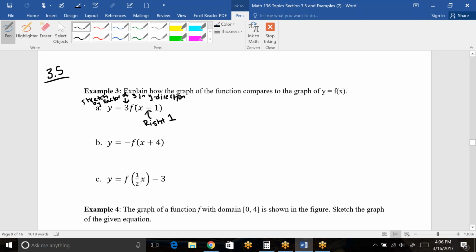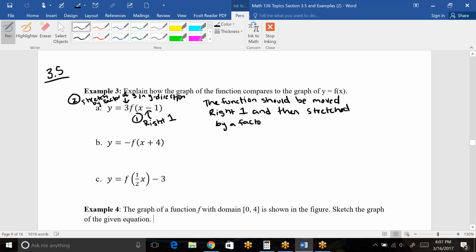Now, you always write the one that is closest to the original x as your first transformation. So to transform this, we would go, the function should be moved right 1, and then stretched by a factor of 3 in the y direction. Now there's other ways you could say this, but this kind of defines it out as a sentence.